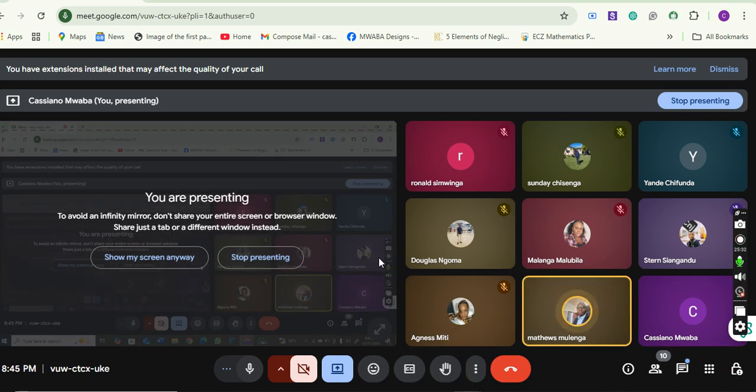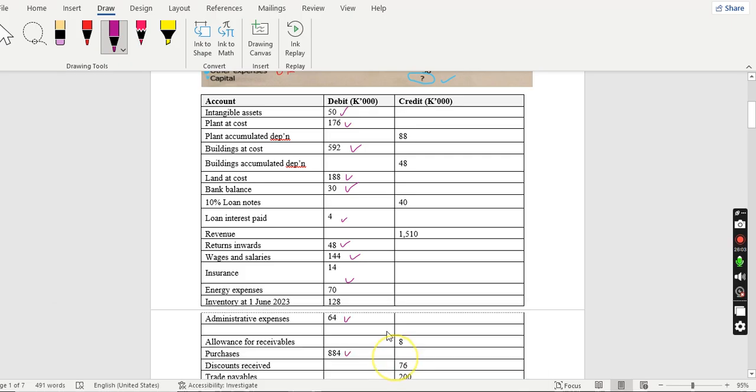How did you explain the allowance for receivables? It's a contra asset. It reduces the trade receivables amount, because that's the amount you're estimating that you might not get from the people that are owing you money. So it's a contra asset, so we credited it.